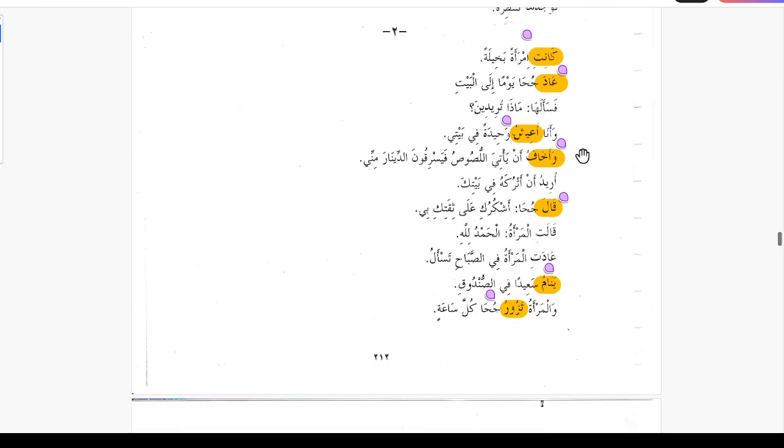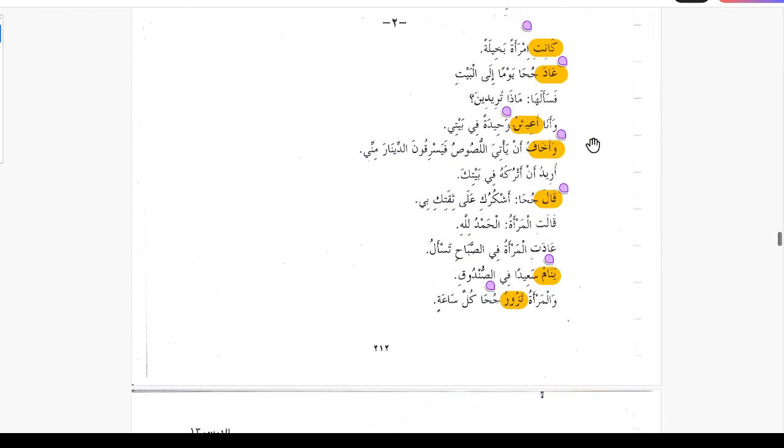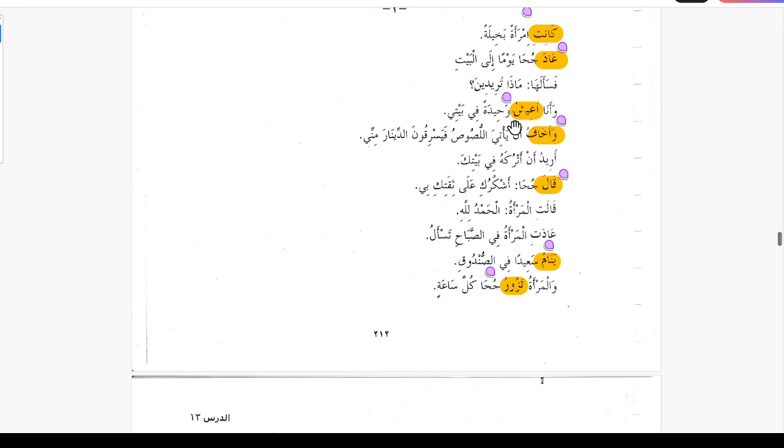Fas'alaha maza turidina, and he asked her, what do you want? Wa ana aishu wahidatan fi bayti, I live alone in my house.